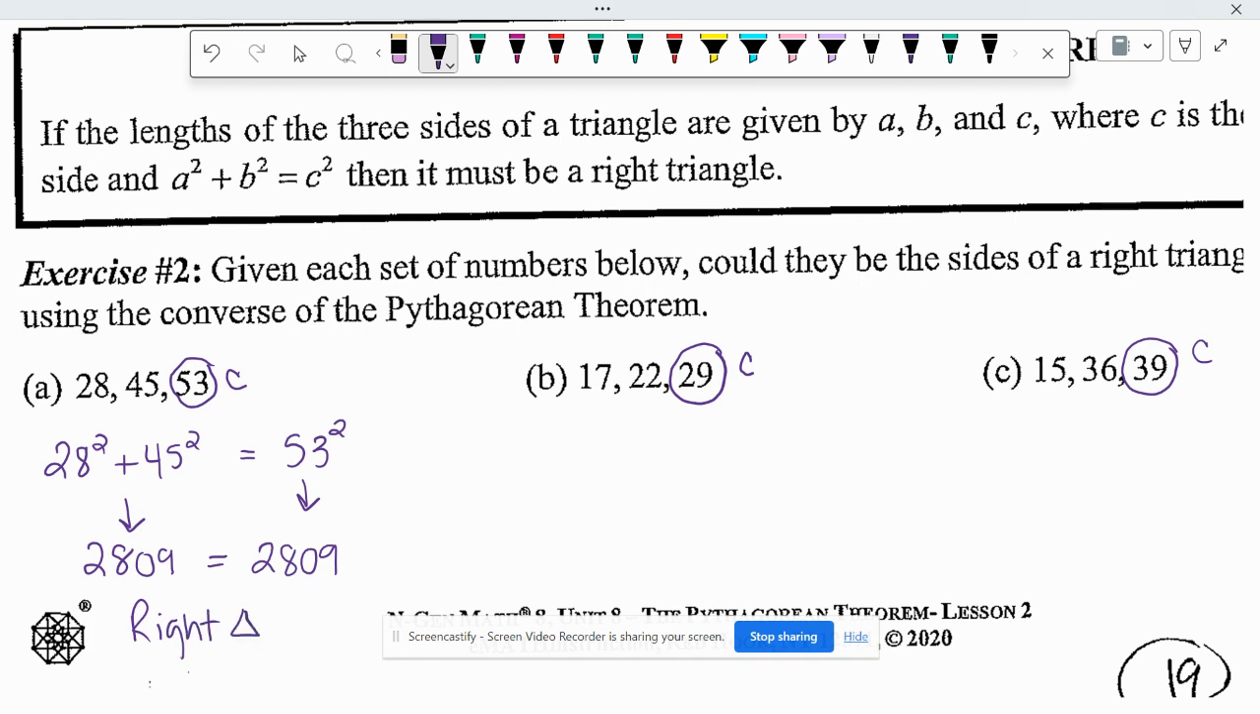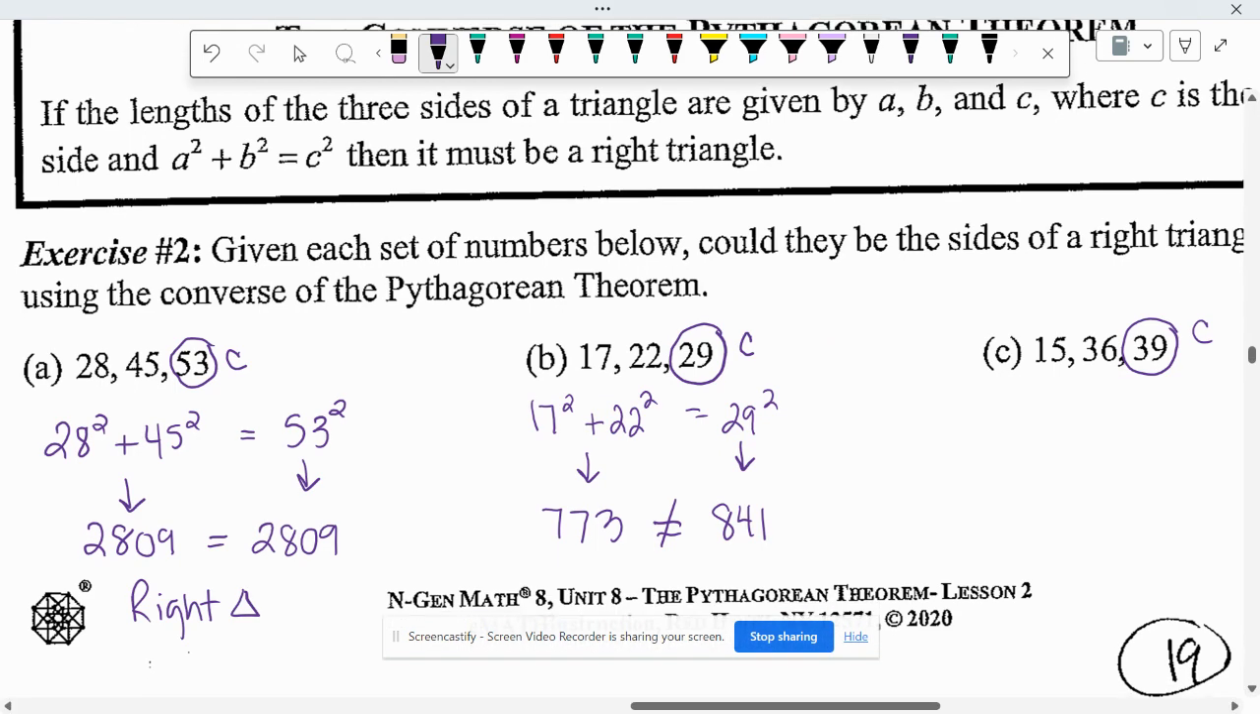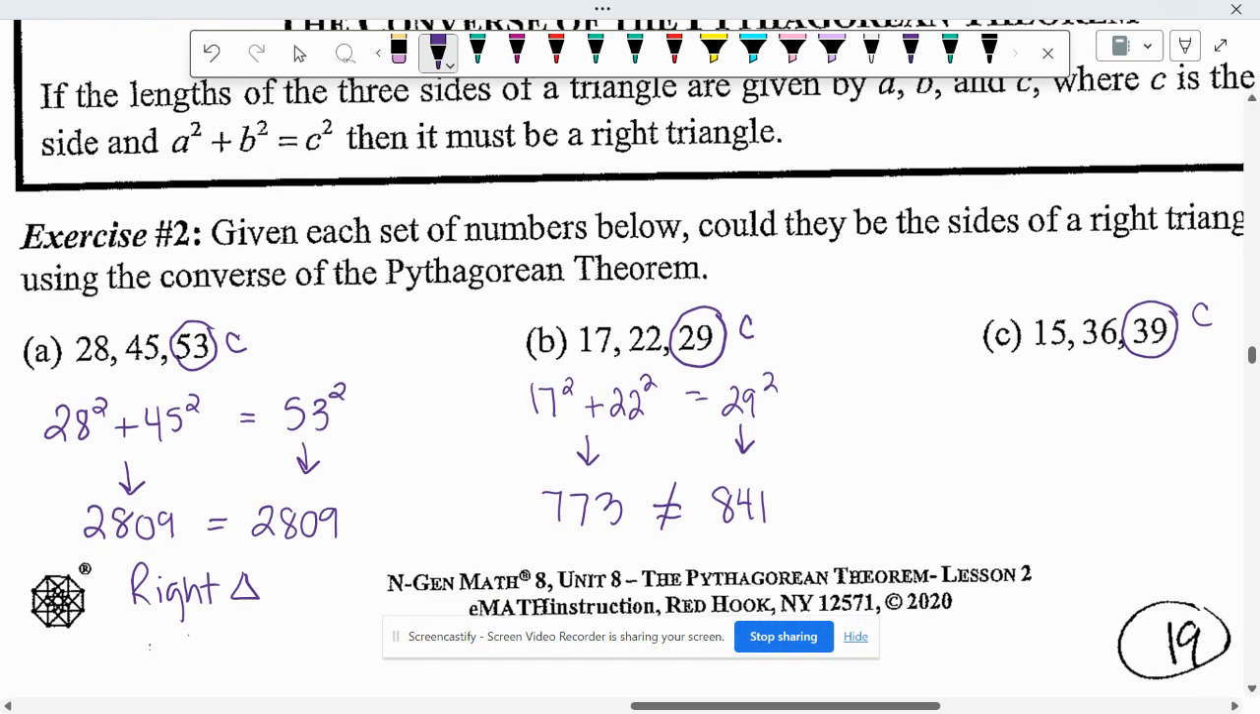Okay. Let's check and see if the measurements that we have in example B give us a right triangle. 17 squared plus 22 squared, and it should equal 29 squared. So what is 17 squared plus 22 squared? 773. And 29 squared, I think, is 841. Oh my gosh, those don't equal each other. So put a slash through your equal sign and write not a right triangle.